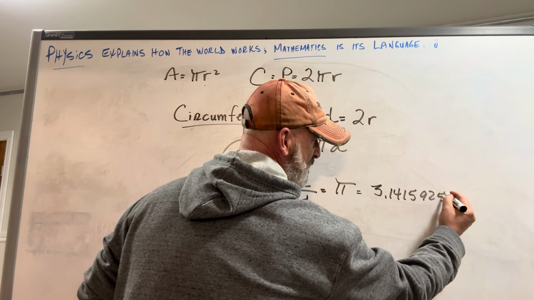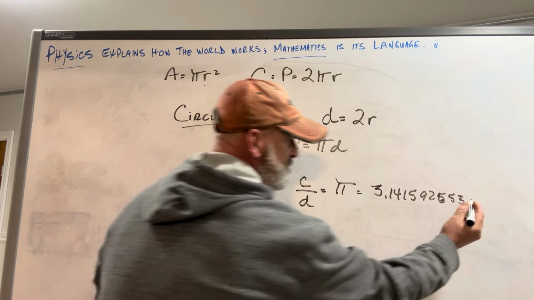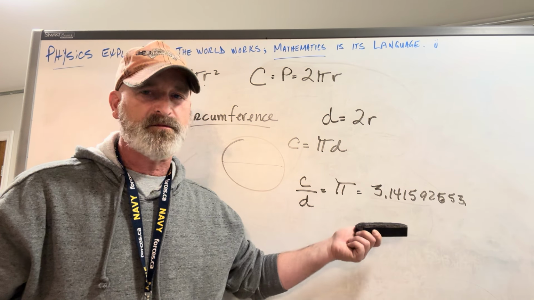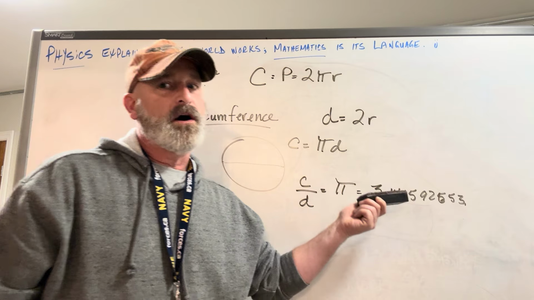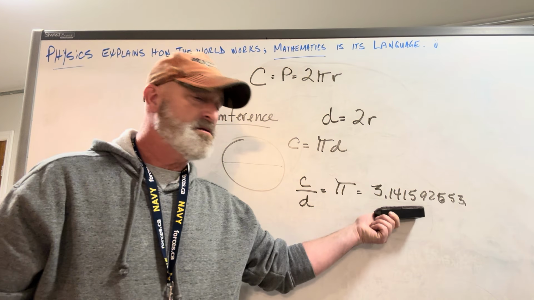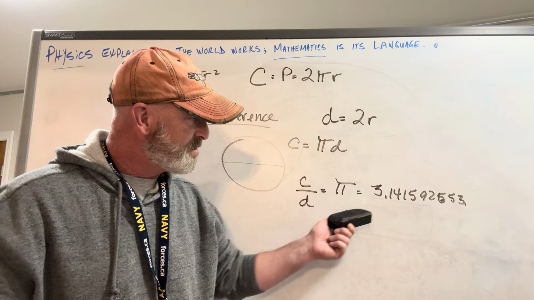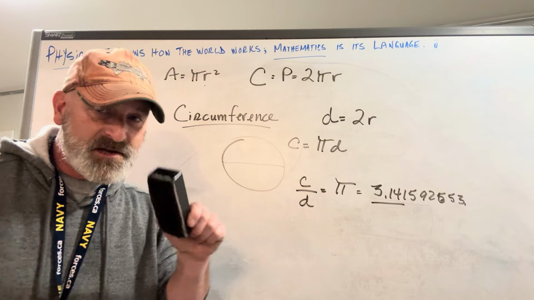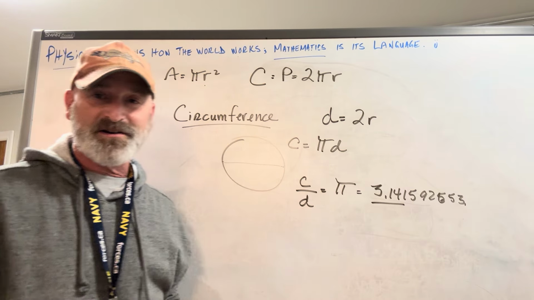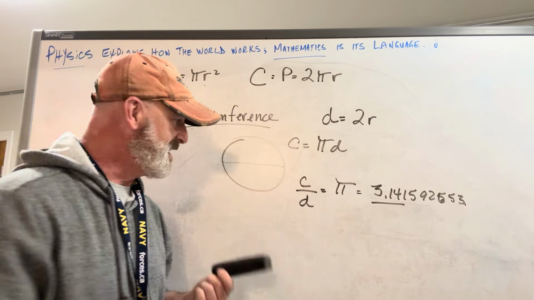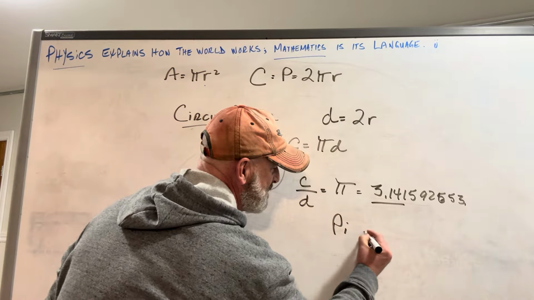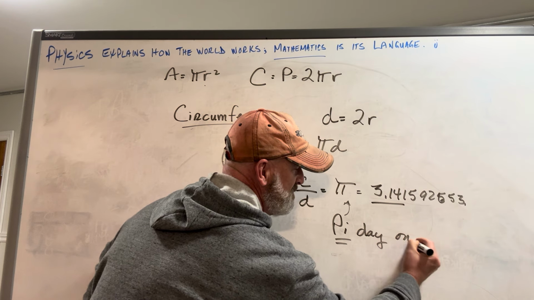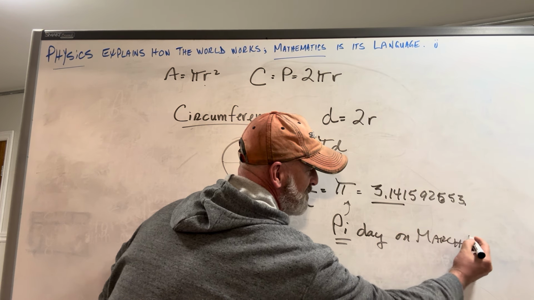Pi in decimal form is 3.141592, I think 653 or something like that. It's an irrational number, it goes on forever, it never repeats. We'll get into that later, but right now know that this number is very close to 3.14. And when you see 3.14, that's why sometimes on March 14th they'll call it Pi Day. Now you know why Pi Day, pi, the Greek letter, is on March 14th.